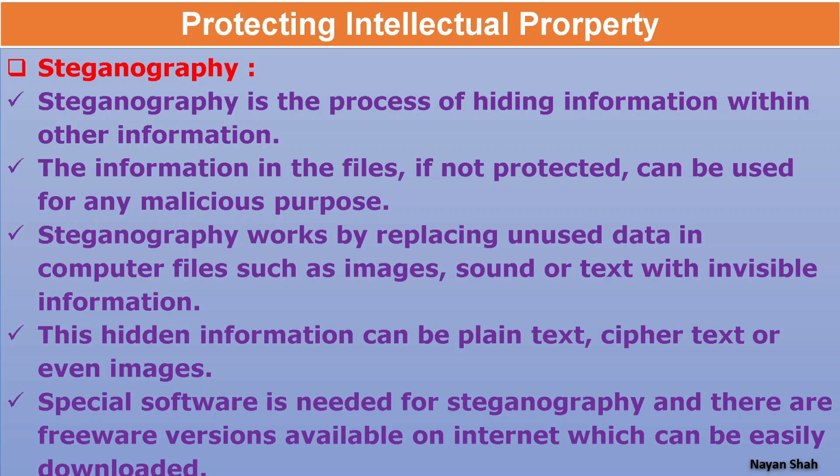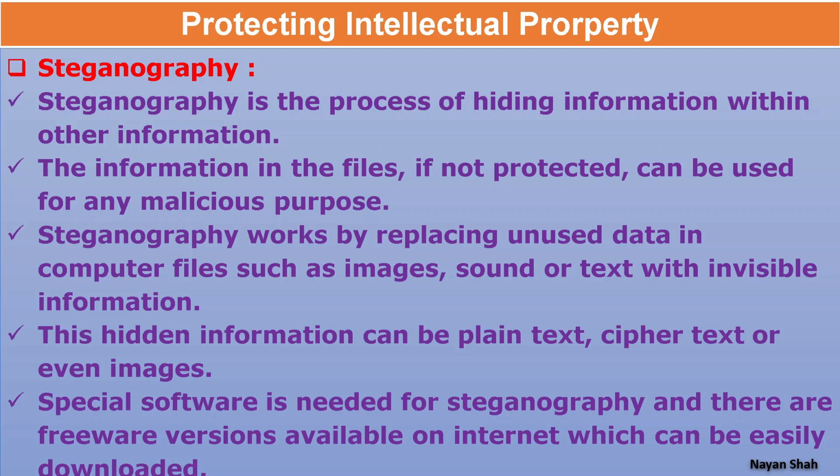Protecting, how we can protect our intellectual property over the internet. So the first is steganography. Steganography is the process of hiding information within another information. We hide one piece of information within another, so that is called steganography. The information in the files, if not protected, can be used for any malicious purpose. So it is very important to hide.